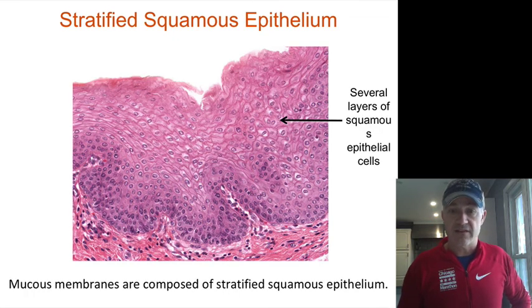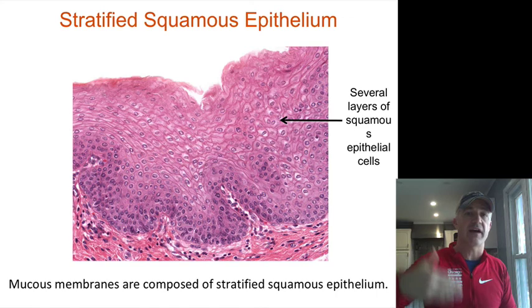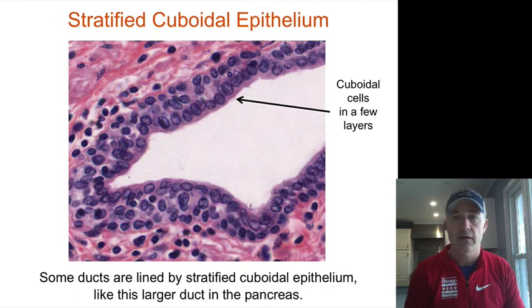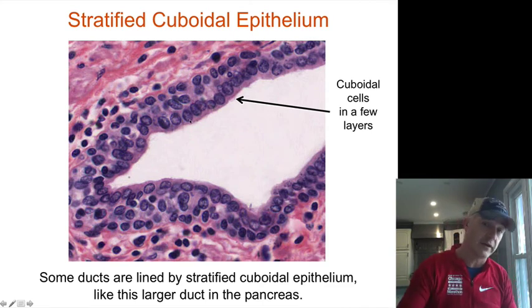So you can see that stratified squamous, again, can look more cuboidal down lower. When you get to the surface, it's flat. That is what we're talking about. That apical surface is flat, so it's stratified squamous. On this one, you can see it might be a little bit flatter at the bottom, but the apical surface is cube-shaped. So that would be a stratified cuboidal.